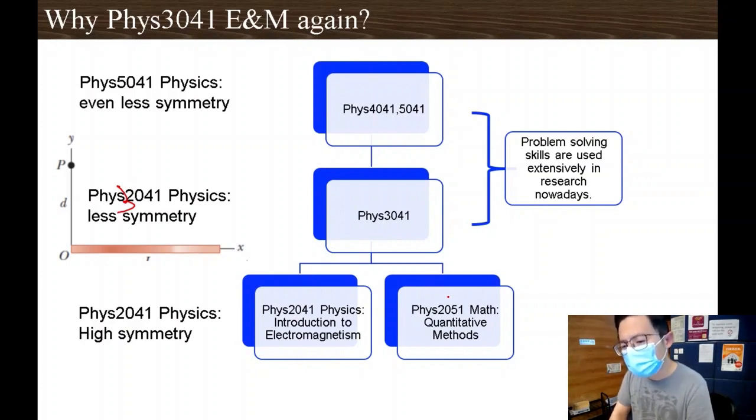And starting from Physics 3041, I believe what you have learned is very useful already, and the problem-solving skills that you learn in this course are definitely useful for cutting-edge research, and you will be expected to use what you learned today if you plan to do research with some of the professors at the physics department.